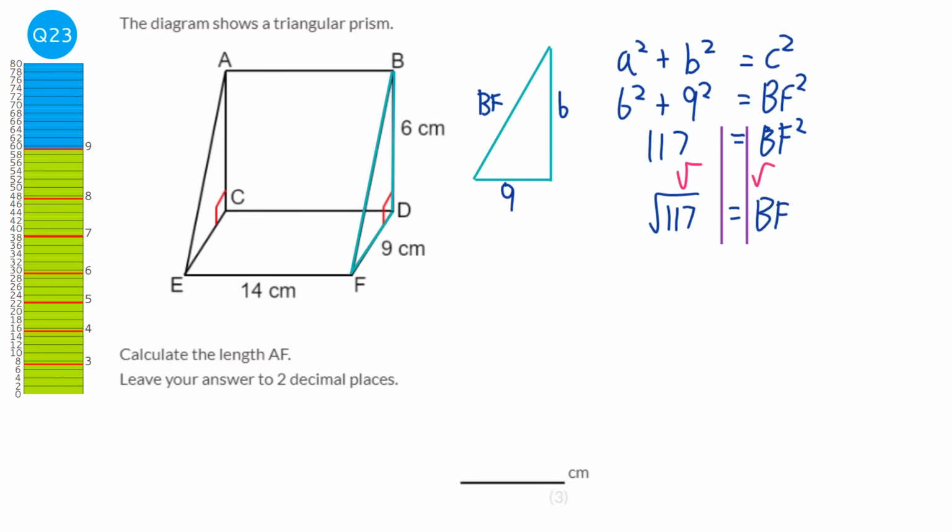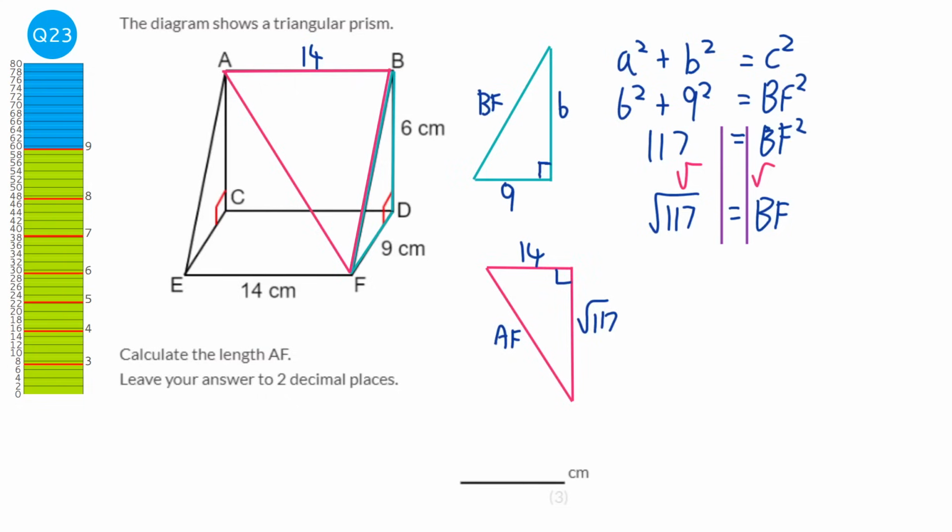Okay, the actual length that we want is AF, which is this one here. And I'm going to create the right angle triangle using this bit here. So let's just draw that out. Now the top bit is AB, which is the same as the bottom. It's going to be 14. It's going to be the same as EF. Then the BF we've just found is root 117, and we're looking for AF. And this is the right angle. I didn't show the right angle on the other one, but it should be there.